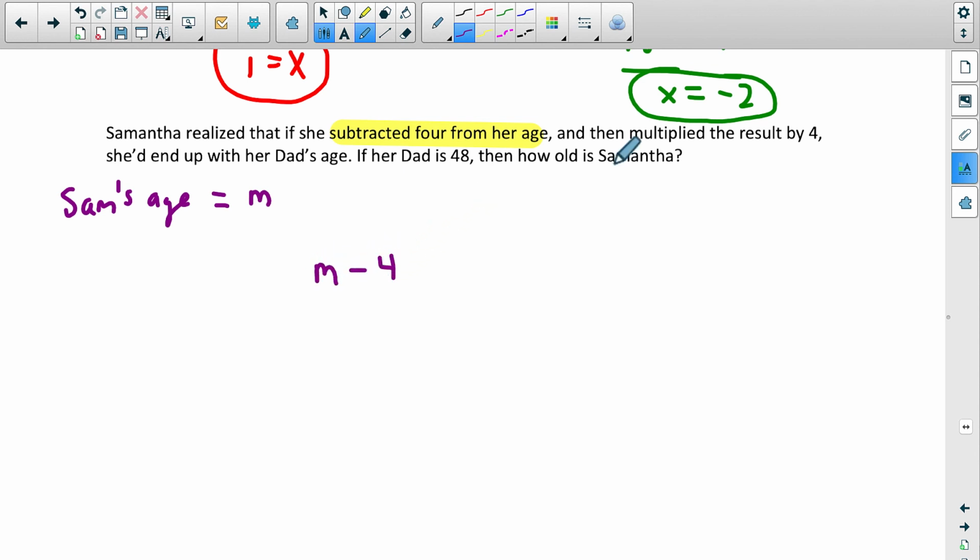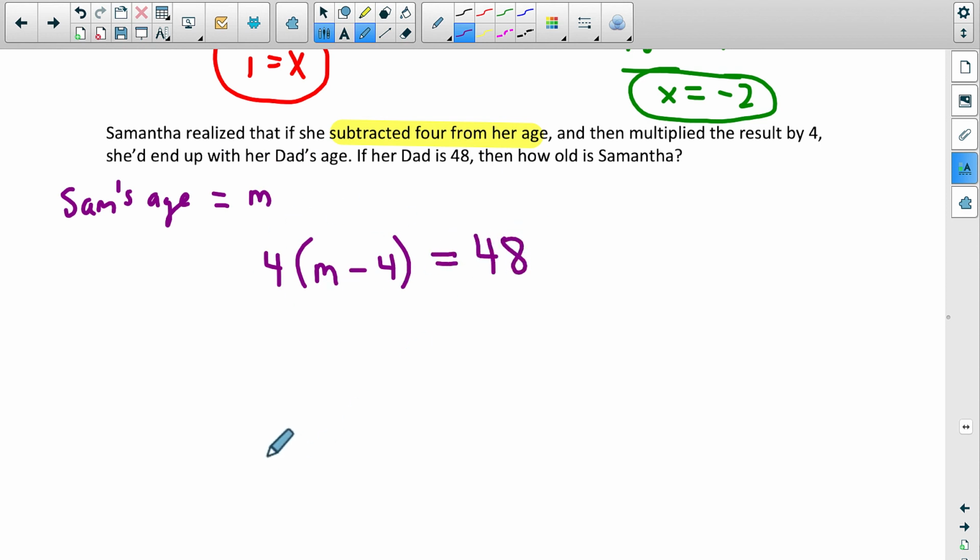And then what we want to do is multiply the result, like multiply all of this by 4. So don't just do this, don't just go 4 like that, or 4 times or something like that. No, we want to multiply this whole amount by 4. How are we going to show that? Not surprisingly, considering what we're doing today, we're going to put the whole thing in brackets. So when I do this, this means 4 times all of that. And if we do that, take away 4, then multiply by 4, you'd end up with her dad's age, and her dad is 48. So this amount here must be equal to 48.